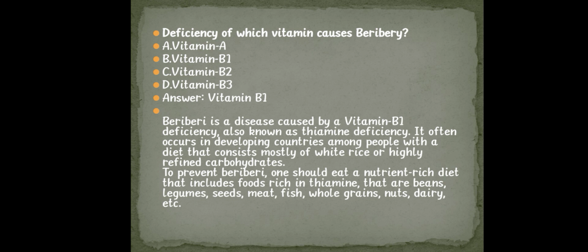If you want to prevent beriberi, then one should eat a nutrient-rich diet that includes foods rich in thiamine, such as beans, legumes, seeds, meat, fish, whole grains, nuts and dairy products. So this helps to maintain our vitamin B1 sufficiency, and we do not get any disease like beriberi.